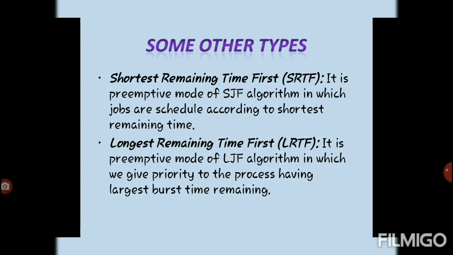Then these are the other types of scheduling. Shortest remaining time first. This is a preemptive scheduling according to the remaining time, how long it remains on the CPU. The job that remains inside the CPU for the shortest time is allocated first. Then longest remaining time first. That is, if the job remains the longest time inside the CPU, that will be allocated first. So this is longest remaining time first.